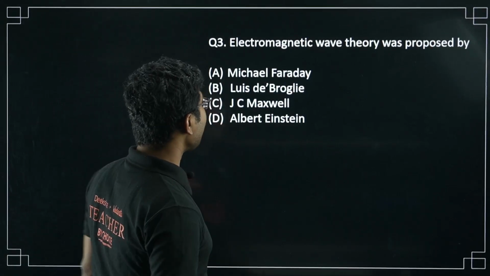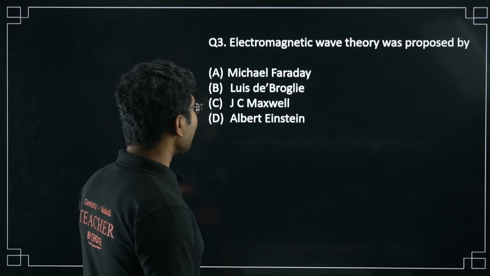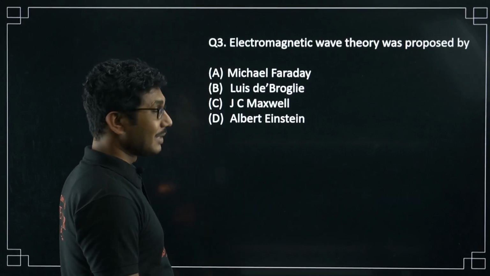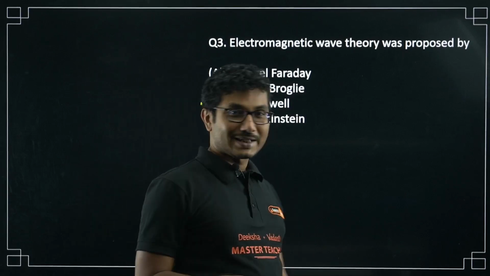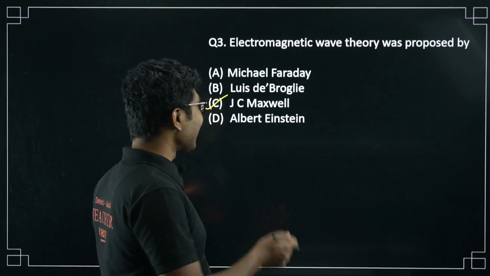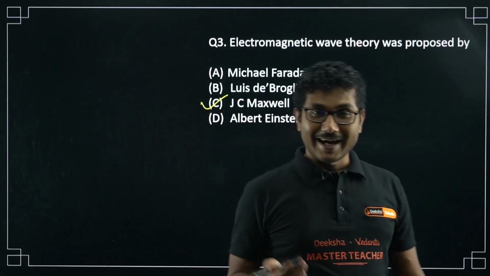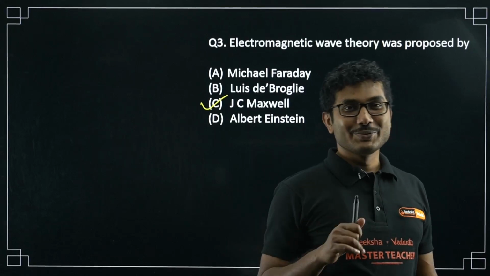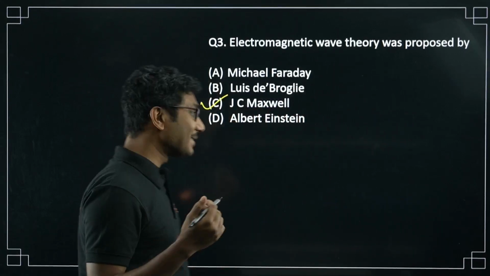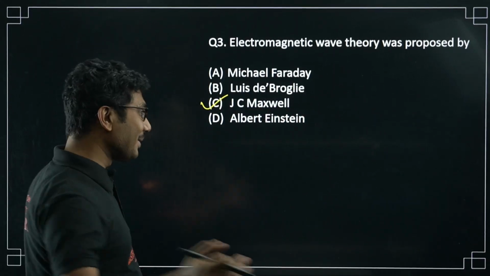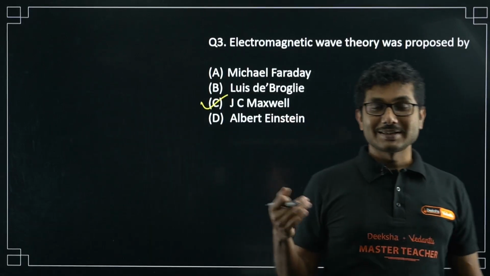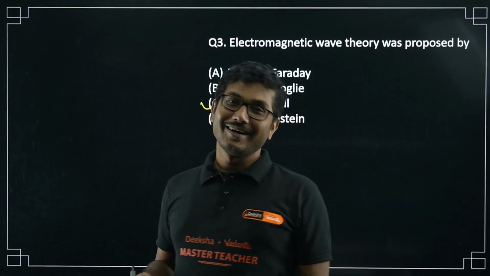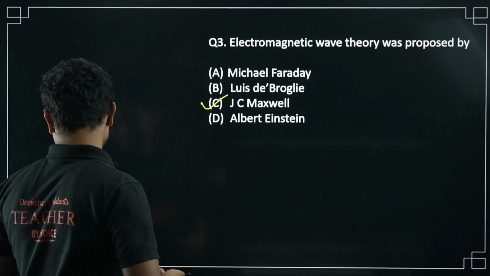Let's move on to electromagnetic wave theory. It was proposed by Michael Faraday, Louis de Broglie, J.C. Maxwell, or Albert Einstein. It is James Clerk Maxwell, not Glenn Maxwell. If I was a teacher, I would have given Glenn Maxwell as an option, and I know many students would answer it. At least 10% of the students, maybe not you guys. You guys are watching my lectures regularly, but some other students will definitely answer this question.